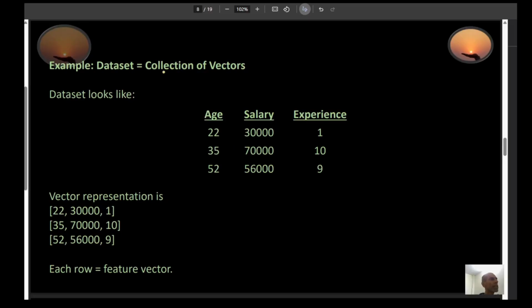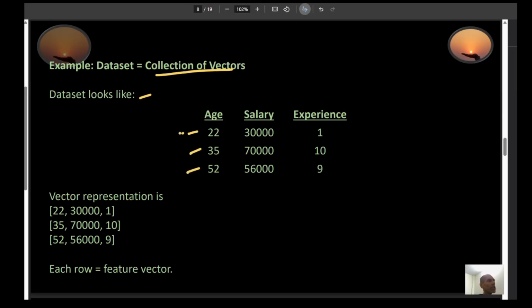Now your data set can be thought of as a collection of vectors. So suppose your data set looks like this. You have the age of someone, 22, his salary is 30,000, his experience is 1. Then you have another guy, this is his data right here. This is the third guy, that's his data. So I can represent this data through vectors.